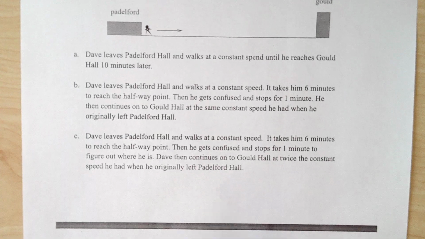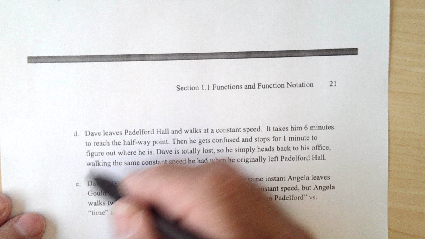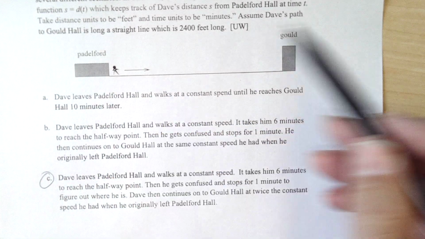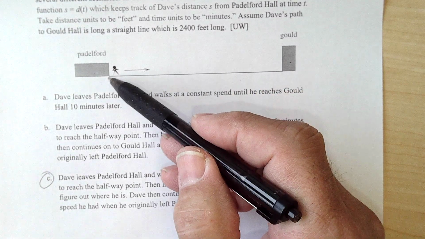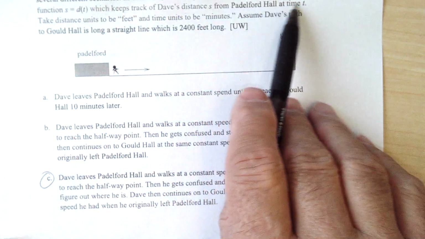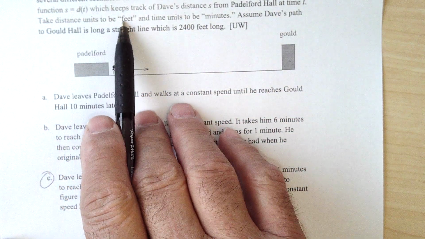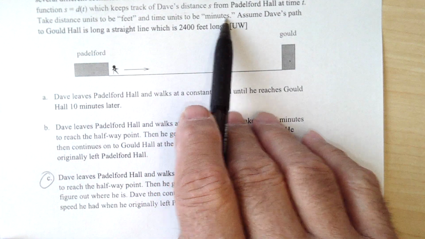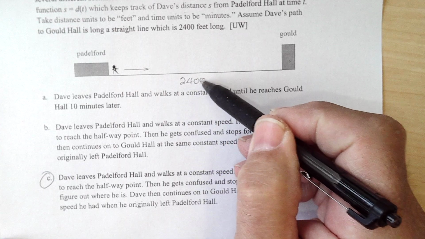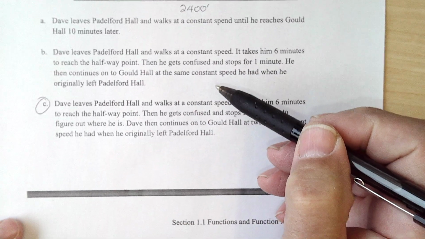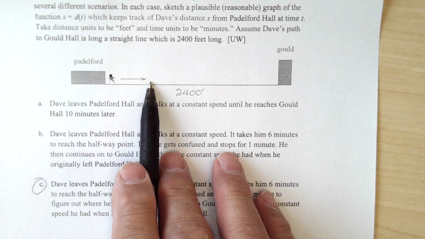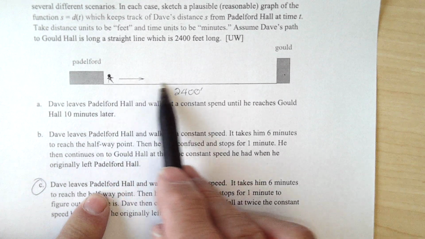48. I only asked you to do parts C and E. So there's Padelford Hall and Gould Hall. Dave keeps track of his distance in time. The distance is in feet and the time is in minutes. And the distance is 2,400 feet. Okay, so Dave leaves Padelford Hall and walks at a constant speed.